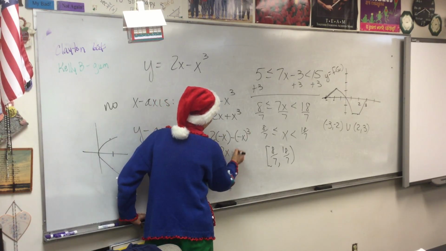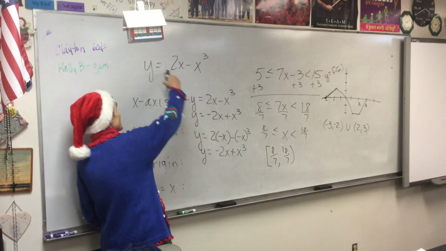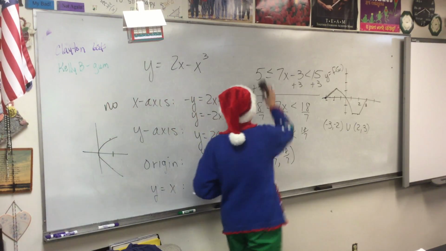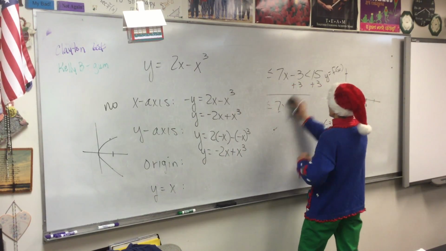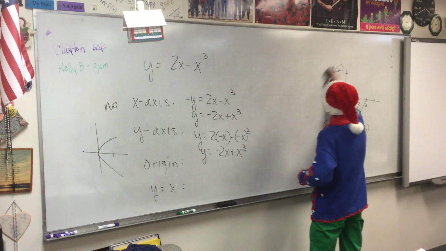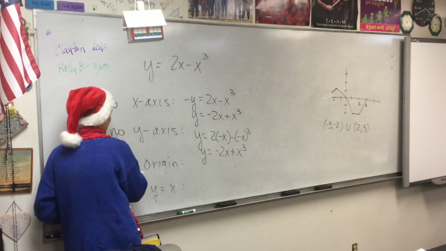So -2x, that would be plus x cubed. Is that the same as the original equation? No. So there's no symmetry about the x-axis either, or y-axis either.